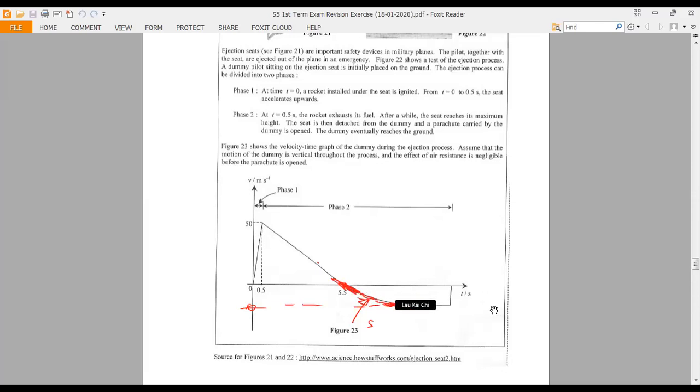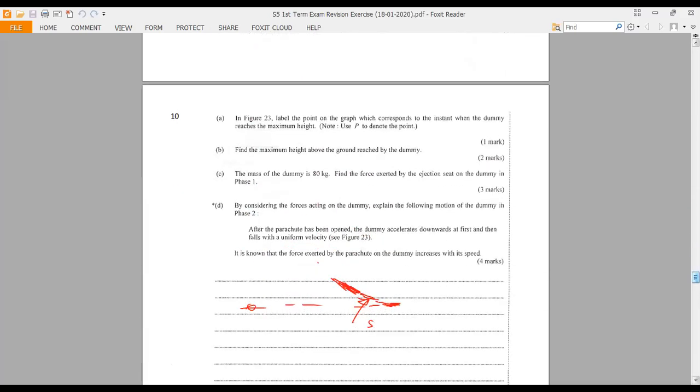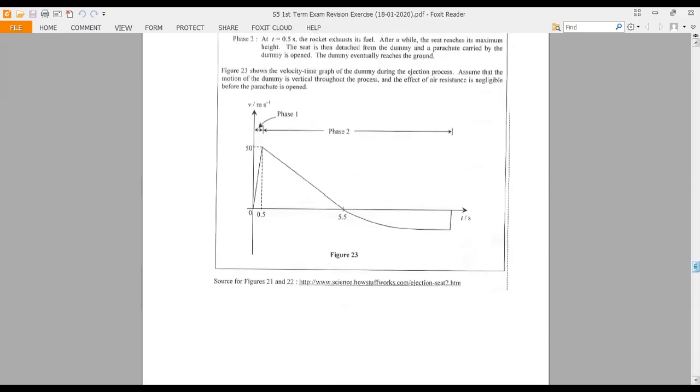Now, it sounds so complicated, but let's go on to see what the questions are asking. Some parts will be easy. Don't give up on any question like this. Now, there are A, B, C, D. First, let's have a look at A. Label in the graph the instant when the dummy reaches the maximum height. So it's always at that point, the point where the speed is 0. This is the point where it reaches the maximum height. Is it okay?